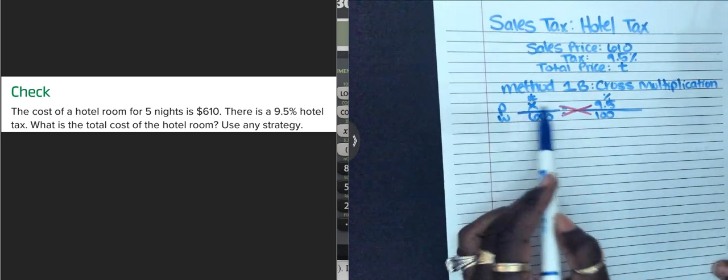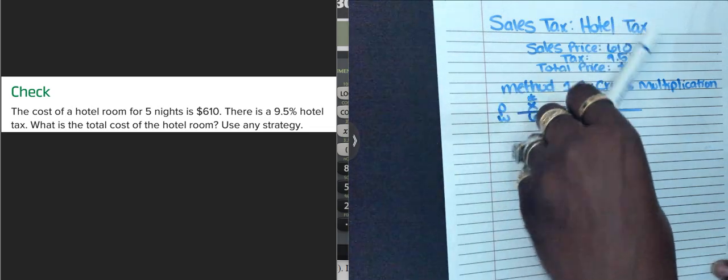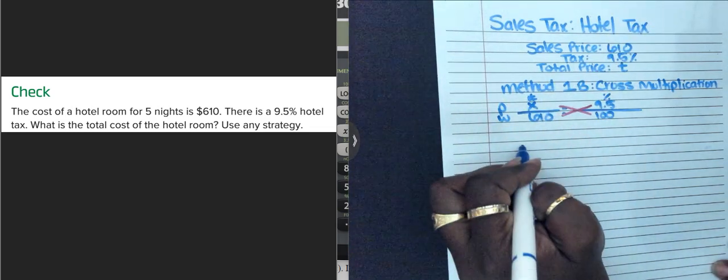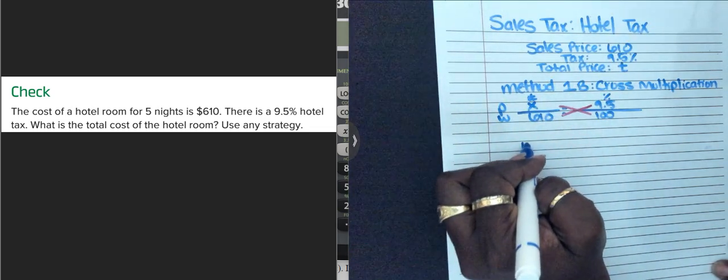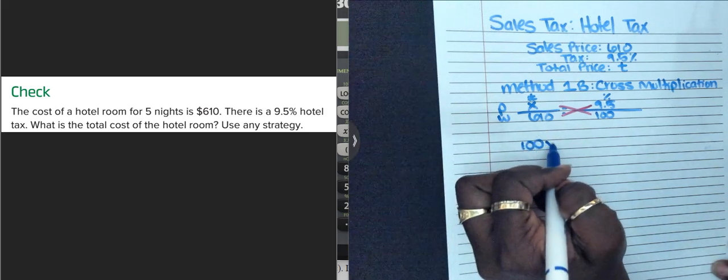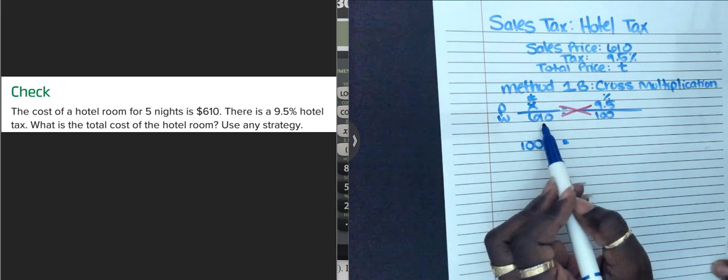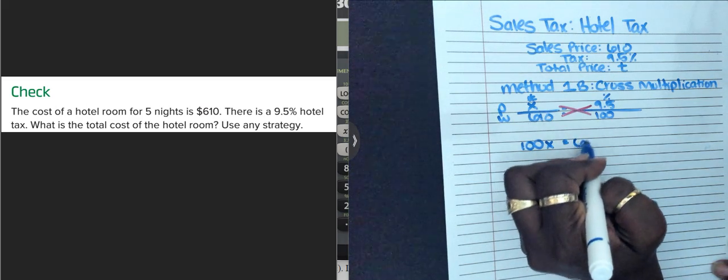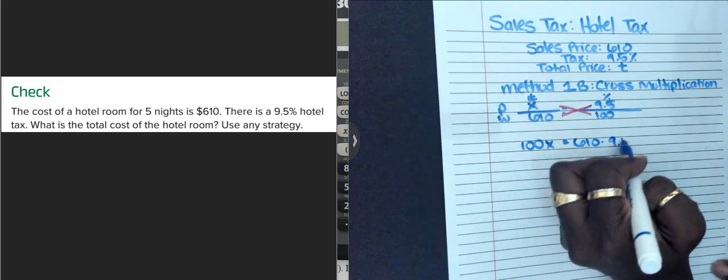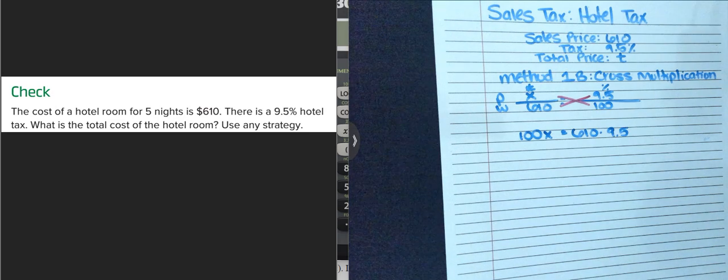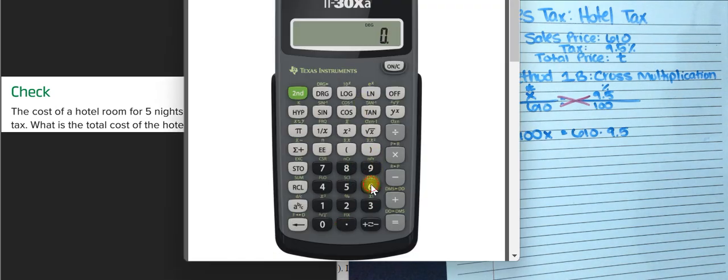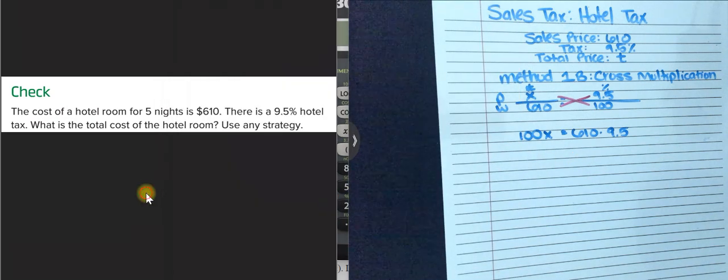So on one side, I have X times 100. Remember to always put your coefficient first. So the coefficient is your number, your constant. So I'm going to put 100 times X, and then that is going to be equal to 610 times 9.5. Now let's see if we can simplify that just a little bit. So we're going to take 610 times 9.5.